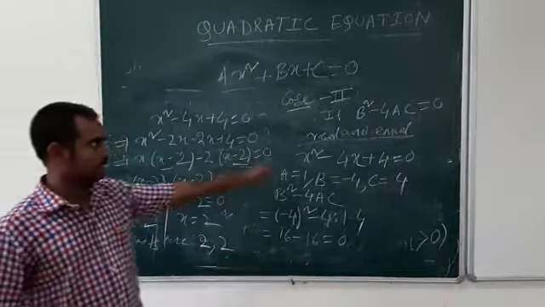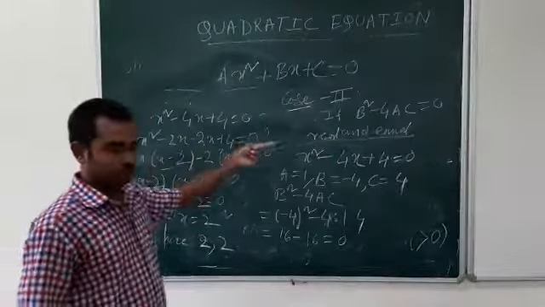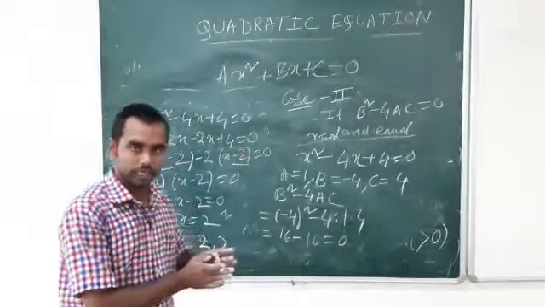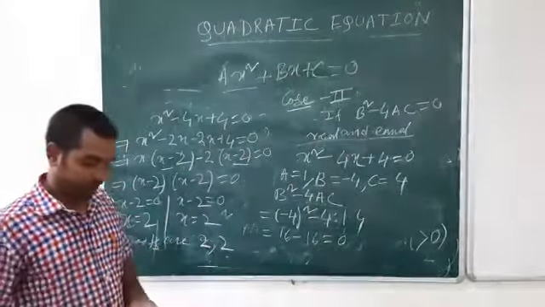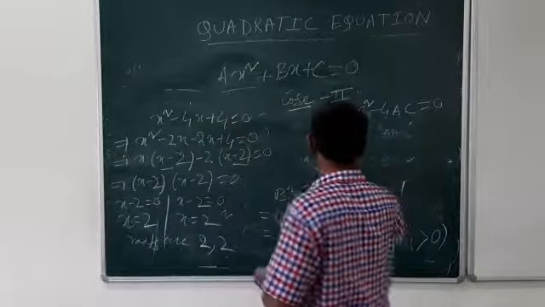Here is the second case. If the discriminant is 0, then from this quadratic equation we get two roots that are real and equal. It is the second case. Third case, case number 3.